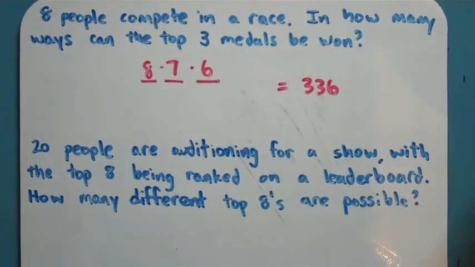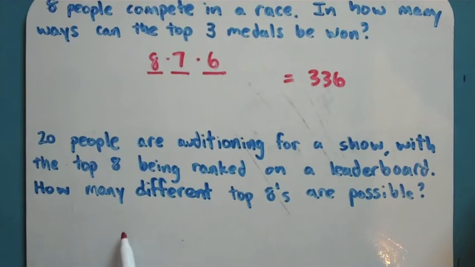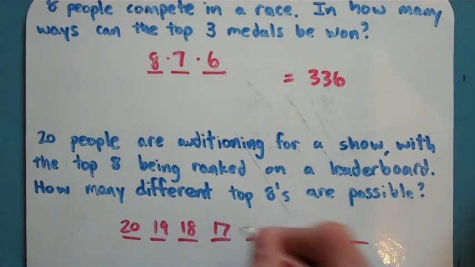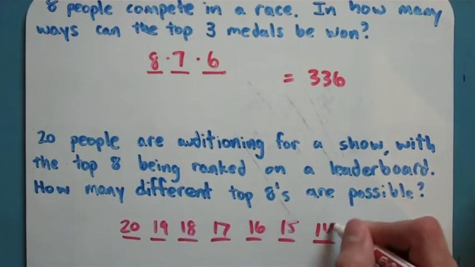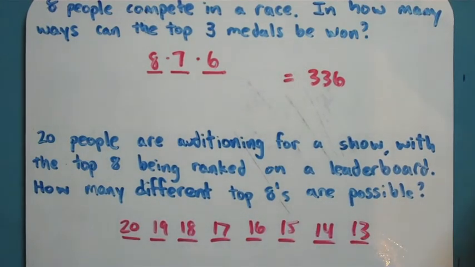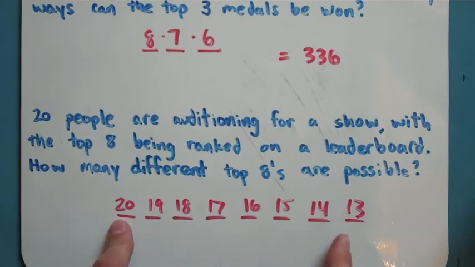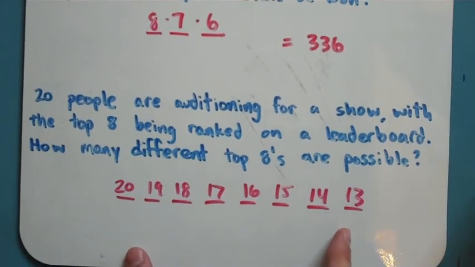You have 20 people auditioning for a show, and the top 8 are going to make the leaderboard. So what we really have to do here is have 8 blanks. 1, 2, 3, 4, 5, 6, 7, 8. We have 20, then we have 19, 18, 17, 16, 15, 14, 13. Now typing all of that in the calculator is going to be kind of a pain. There's a lot of numbers there. It'd be nice if I could use the factorial key, but the trouble is if I do 20 factorial, it's going to multiply all the way down to 1. So it's going to keep going way past the 13 where I want to stop.